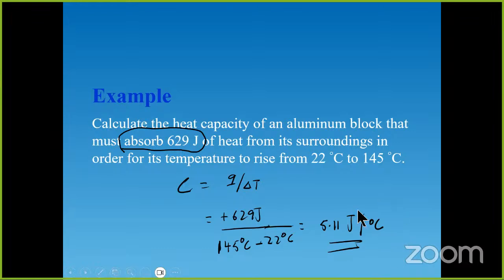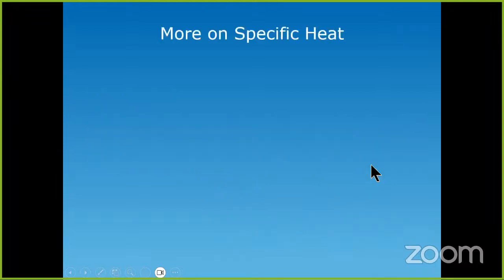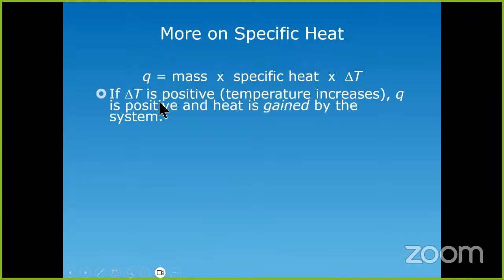Okay, any questions about this? All right, moving along. So let's talk about specific heat. This is the equation here, which I talked about earlier. In some textbooks, they use the symbols M for mass, C for specific heat, and delta T is still delta T, right? So that's basically the equation for calculating the heat change based on the specific heat, the mass, and the temperature.